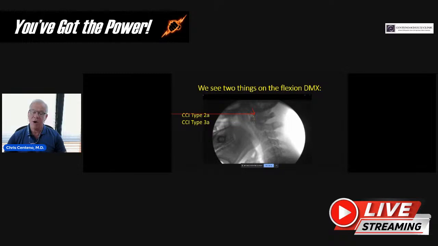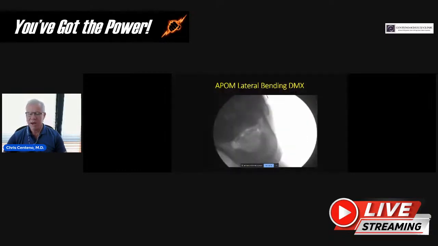So that opening of the atlantodental interspace, as we've talked about before, is a CCI type 2A. Then he had, in addition to that, motion forward of C2 on C3, which is shown there. So that's a CCI type 3A. And then the open mouth lateral bending DMX showed problems with the C1 sliding sideways on the C2, or a type 2B CCI.